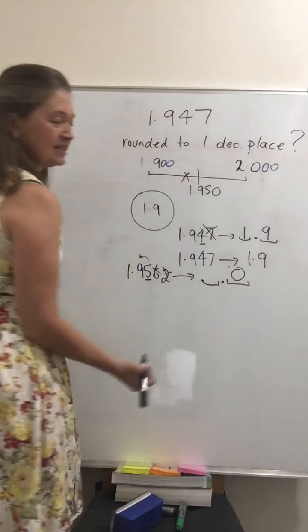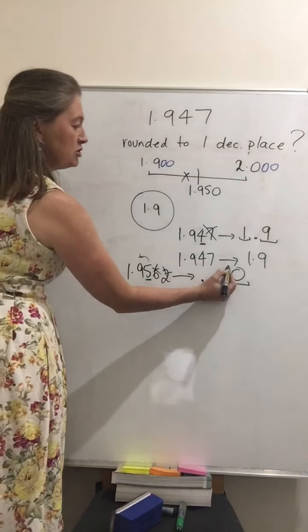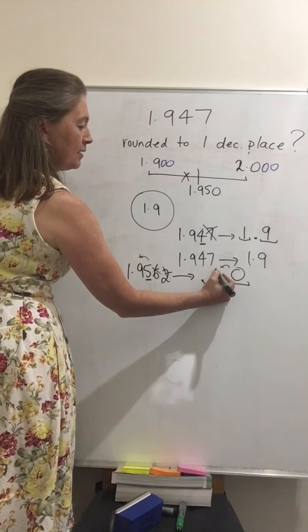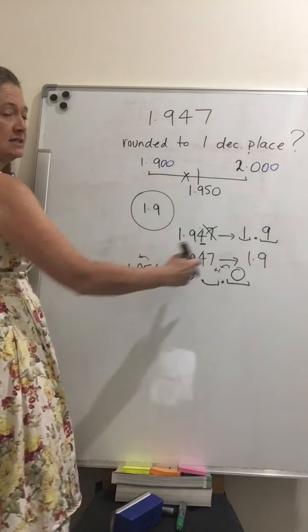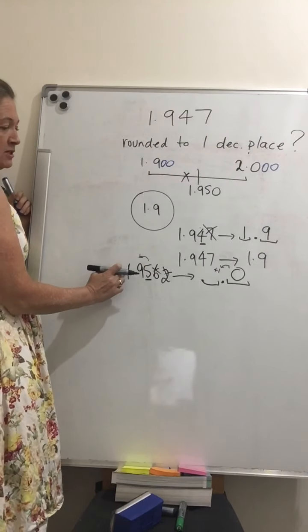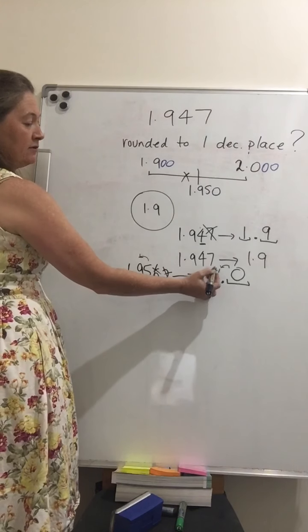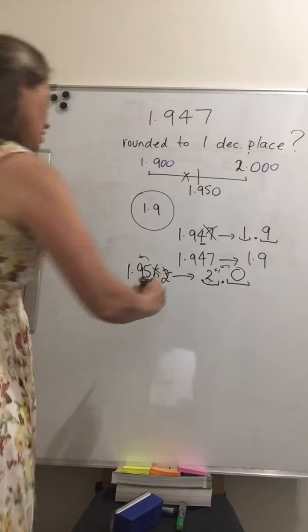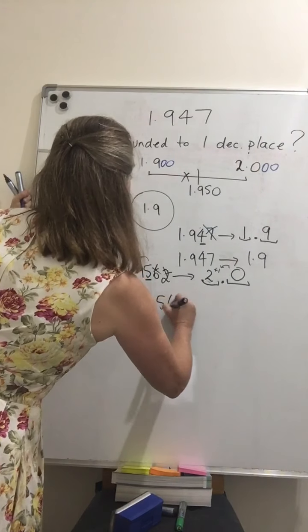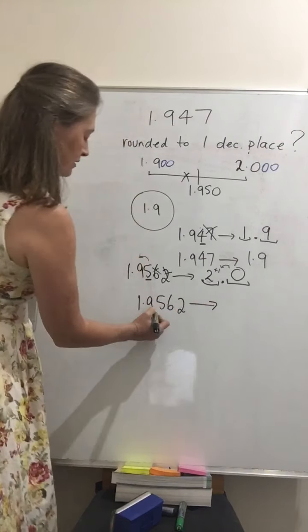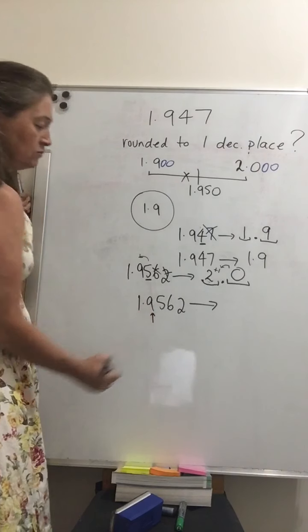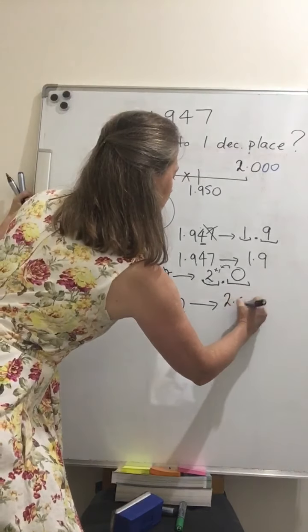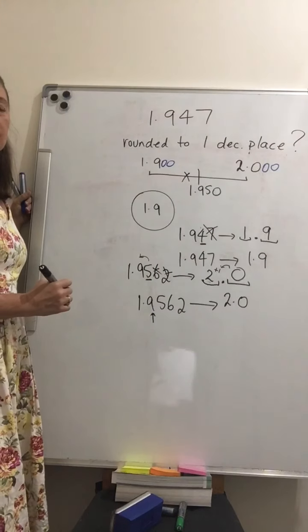But you can't really put a 10 in there, can you? So what you're going to have to do is add that 1 up into the next place value. Now, at the moment, there's a 1 sitting in there. But if we add another 1 onto it, it actually becomes a 2. So 1.9562 rounded off to 1 decimal place is actually going to be 2.0.